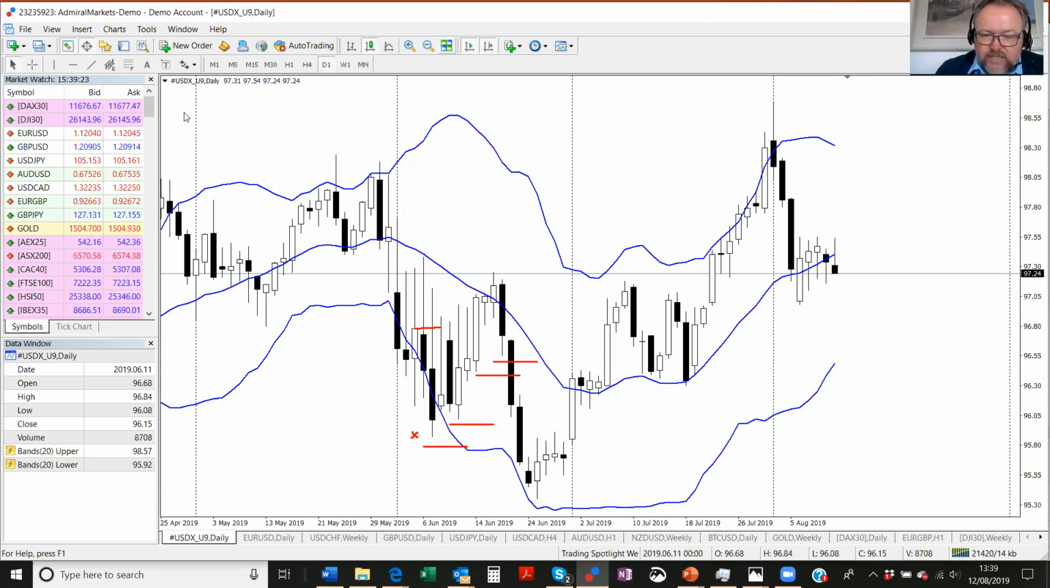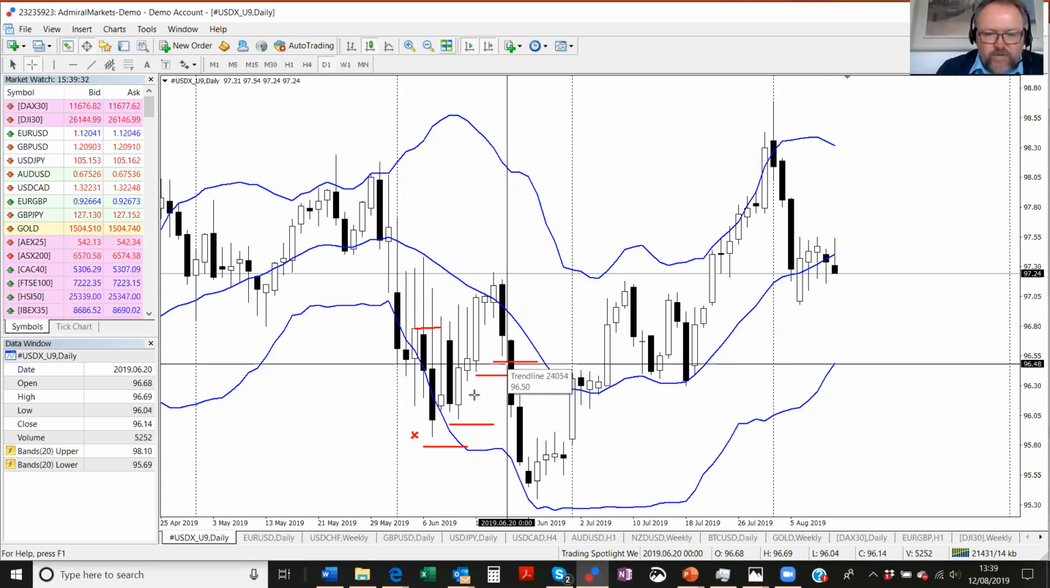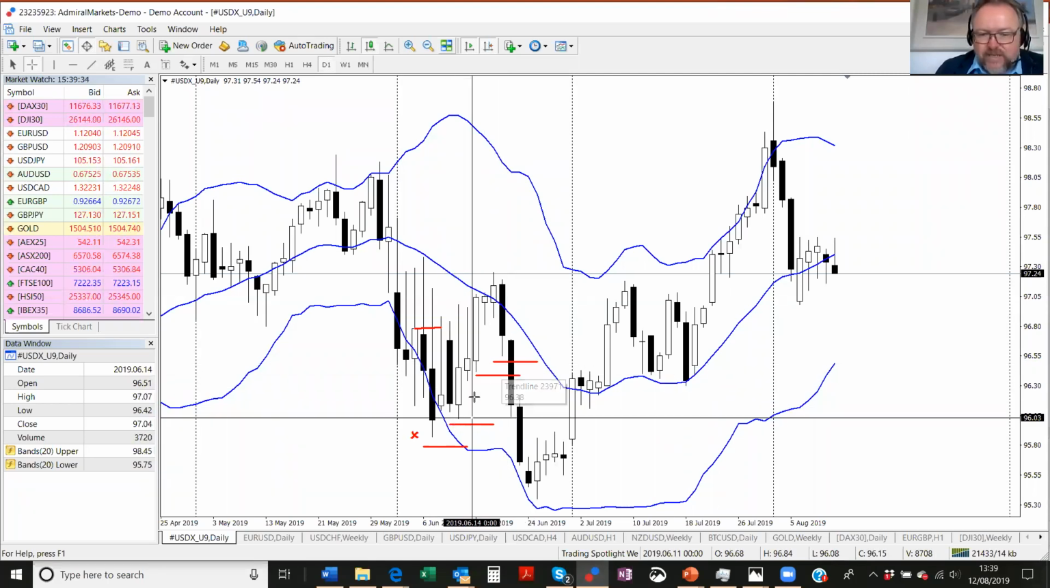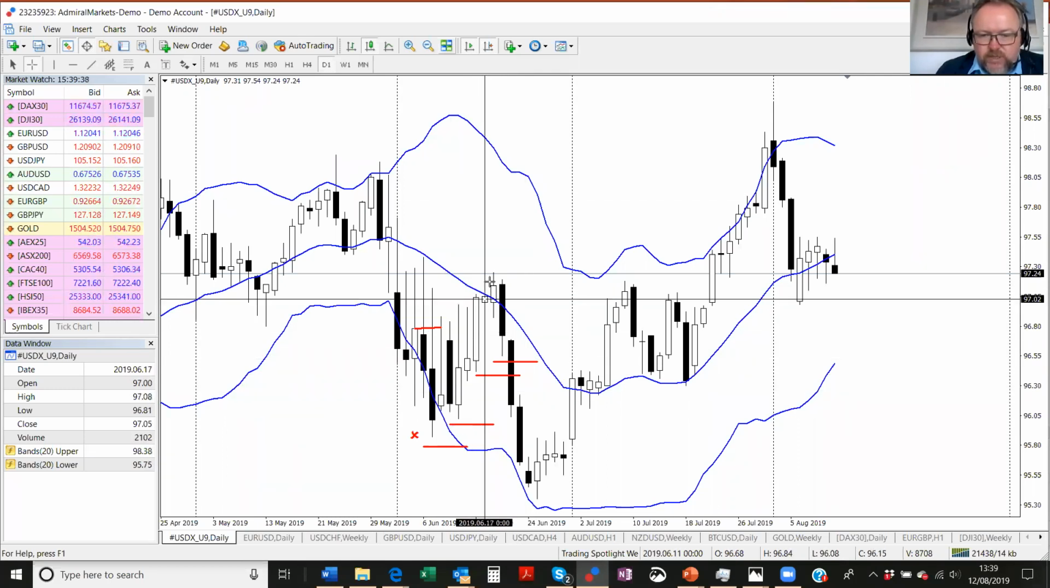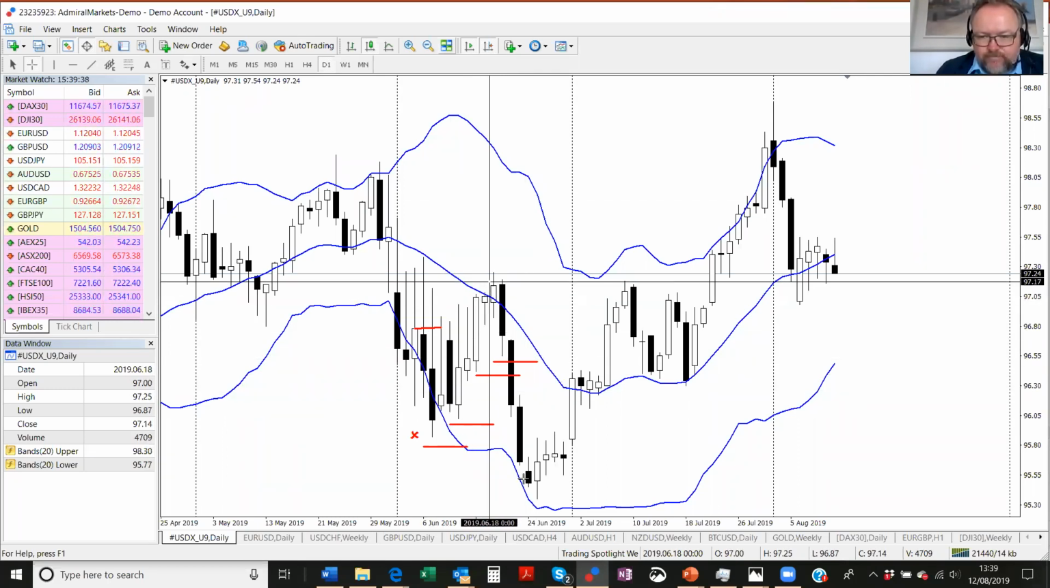Having got in from here at around 96.20, we've been taken out at about 96.45. So we've taken a small profit, but this is why we have the trailing stop as well as the target, because we can see price moved up and it fell down again.